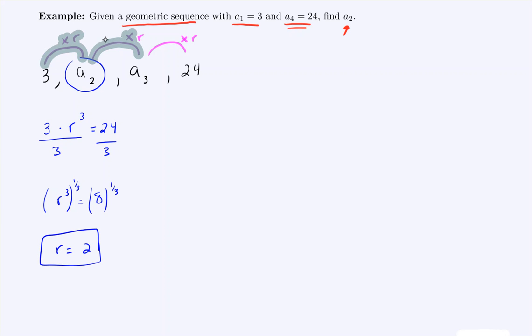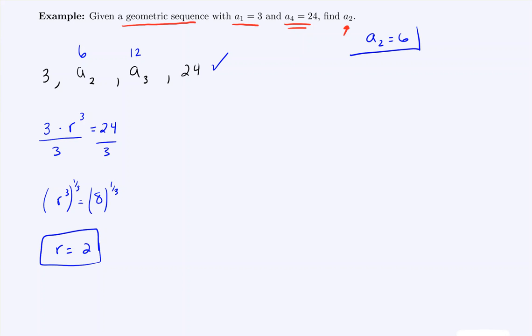That means that the next term would be 3 times 2, which would give me 6. 6 times 2 gives me 12. And then 12 times 2 definitely gives me 24. So that works out. So the a2 that we are looking for is 6.